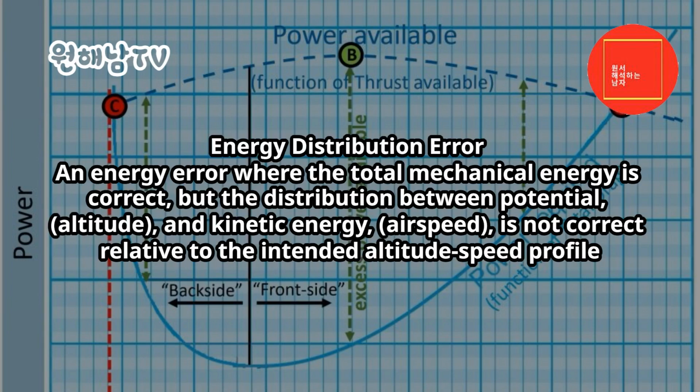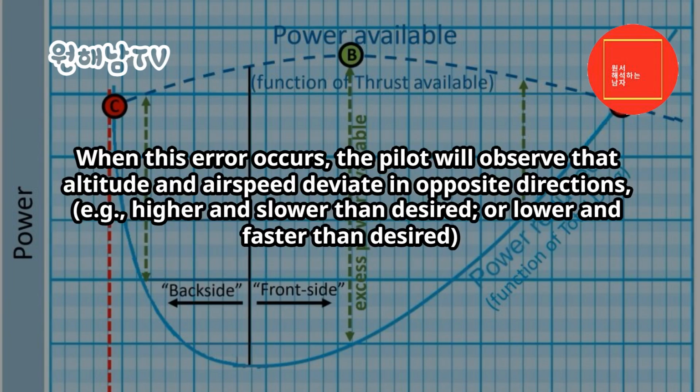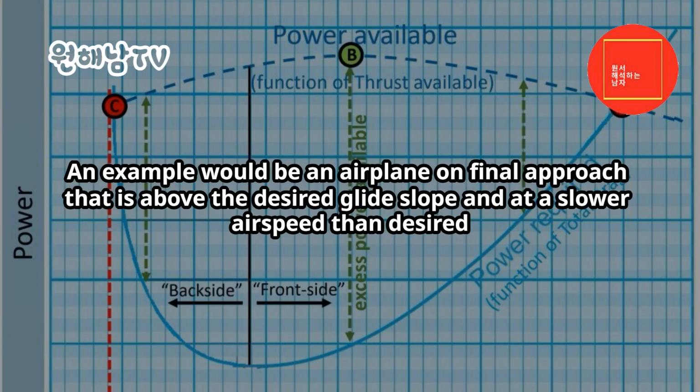Energy distribution error. An energy error where the total mechanical energy is correct, but the distribution between potential, altitude, and kinetic energy, airspeed, is not correct, relative to the intended altitude-speed profile. When this error occurs, the pilot will observe that altitude and airspeed deviate in opposite directions, e.g., higher and slower than desired or lower and faster than desired. An example would be an airplane on final approach that is above the desired glide slope, and at a slower airspeed than desired.